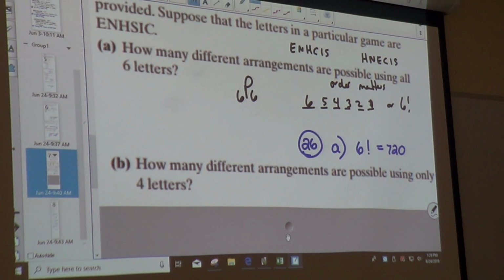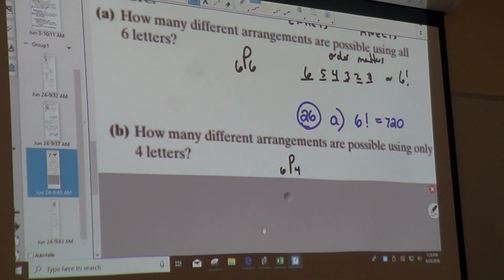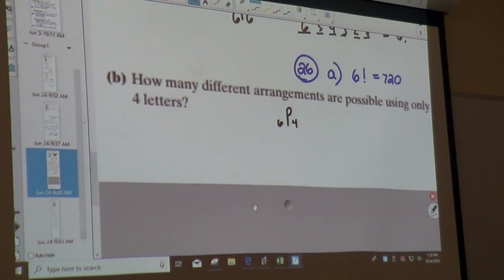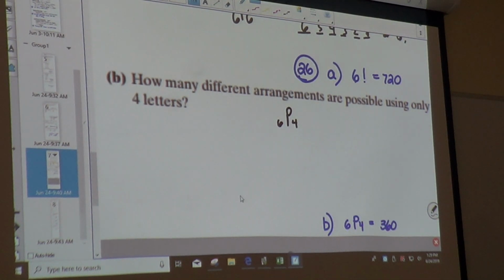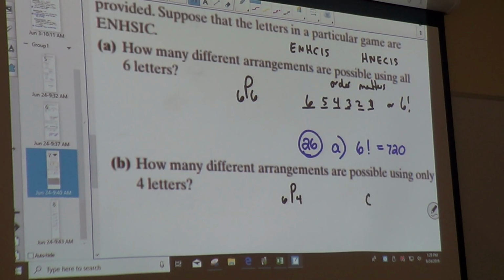How many arrangements are possible only using 4 letters? What would that be? How many letters do we have to start with? 6. 6P4? 4. Oh, so you still have 6 letters, but you're only using 4 of them. So like one of your answers could be C-I-N-H. One of your letters could be C-I-S-E. So you're only using 4 of the 6 letters. You don't have to use all of them.